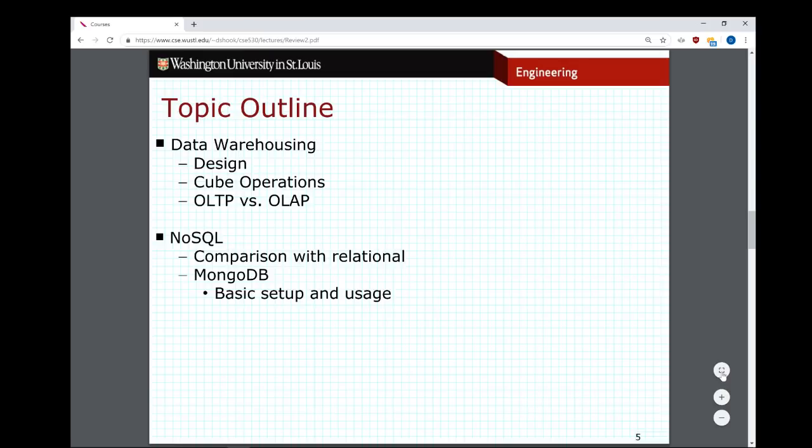Fact tables and dimension tables. It's actually multi-dimensional modeling. Those are all parts of multi-dimensional modeling. So who can tell me what a fact table is then? What role does the fact table play in our multi-dimensional model?